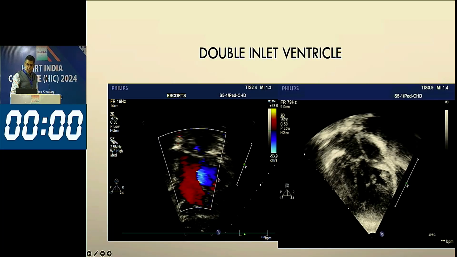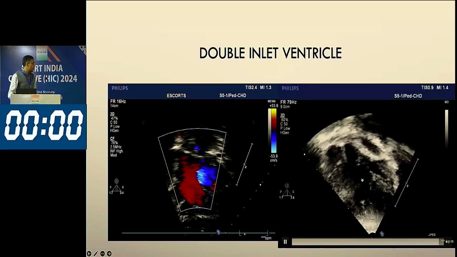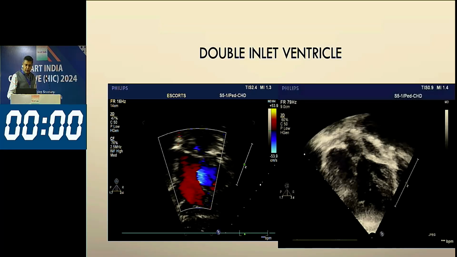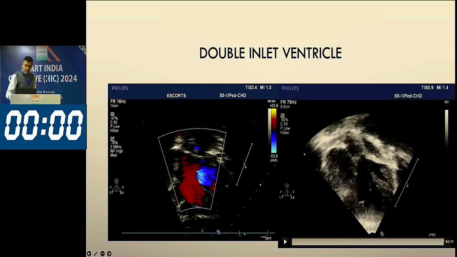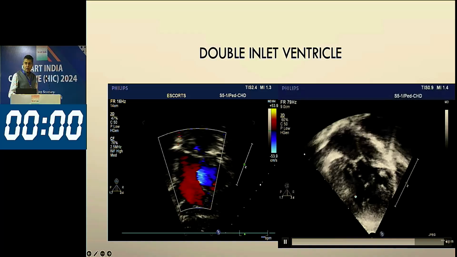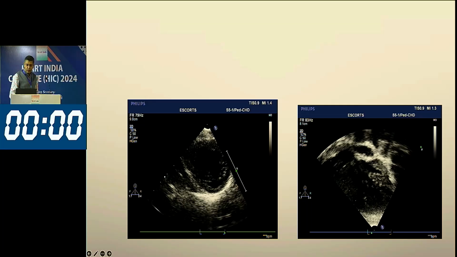Just showing a few pictures here. If you look at this image, this loop, you can see a smaller chamber here and a bigger chamber here. If you carefully look at the bigger chamber, it has a moderator band. So this is a patient with double inlet of the right ventricle, and the same thing you can see on the short axis, the smaller chamber appears posteriorly. So this is a smaller chamber which is a hypoplastic left ventricle.